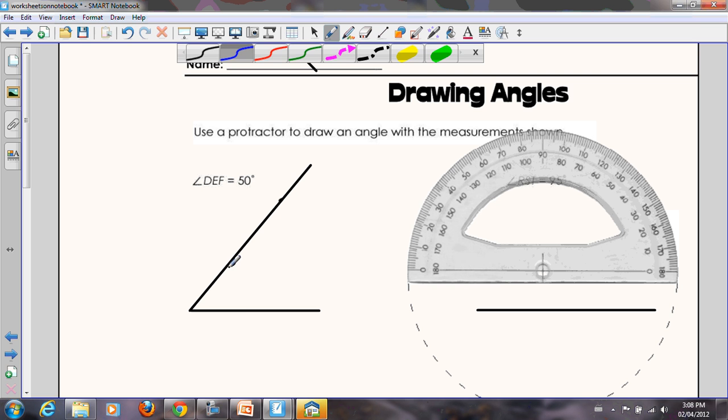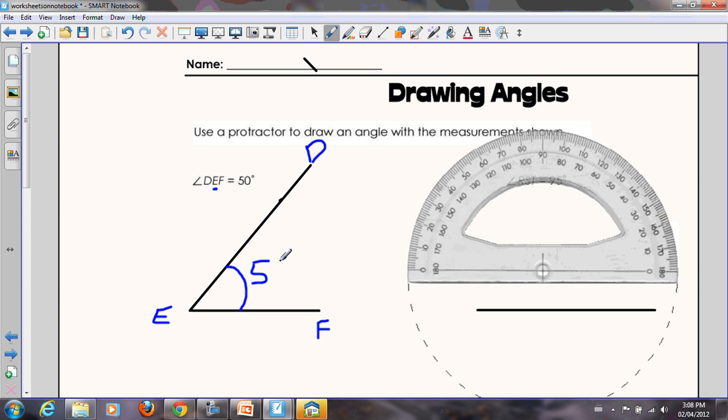And there it is. So this angle right here, I'm going to call it angle DEF. So I'll call this D, this E, and this F. Usually the middle one here is where the point is. So the middle letter is the point, and the other one you put on the other side. So that is 50 degrees.